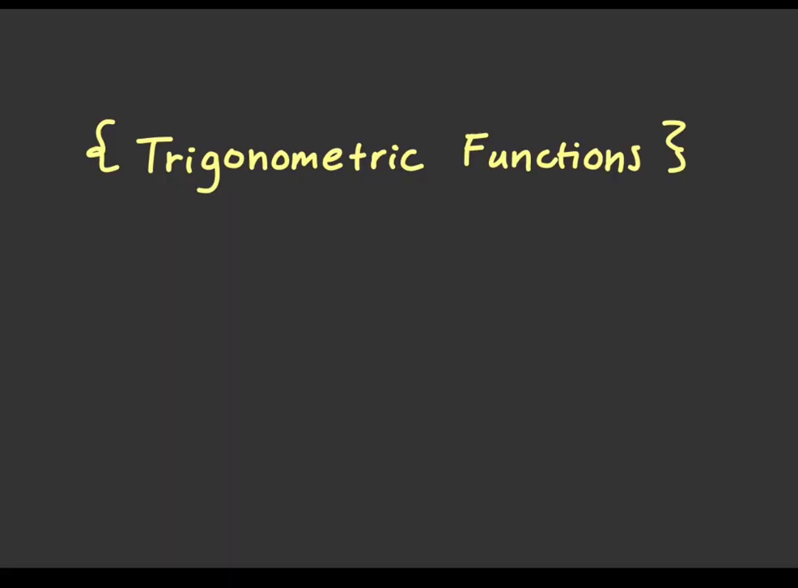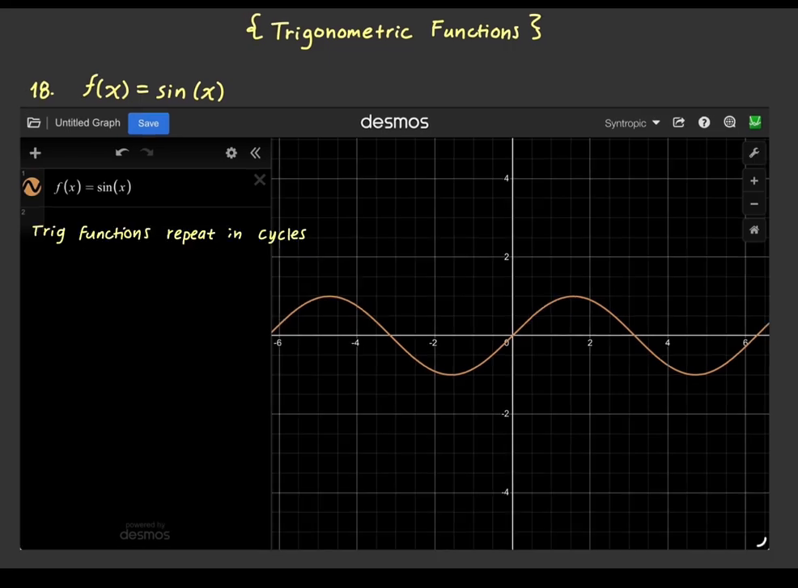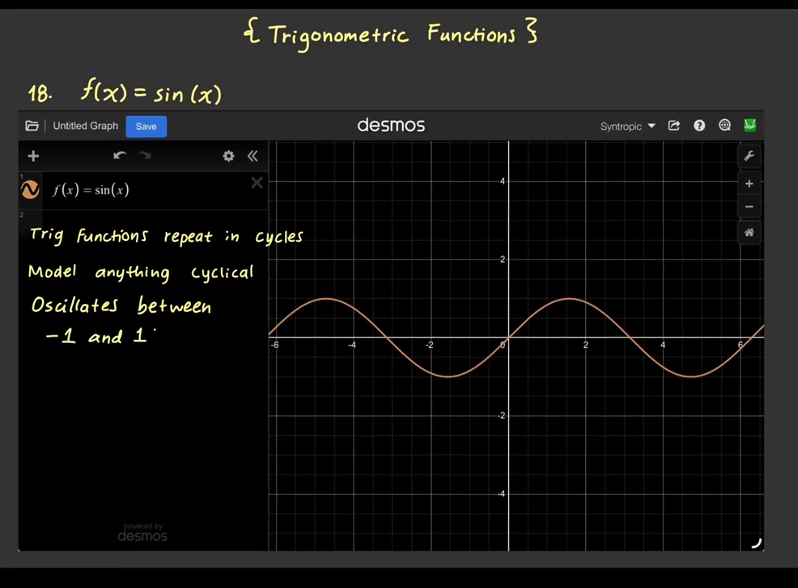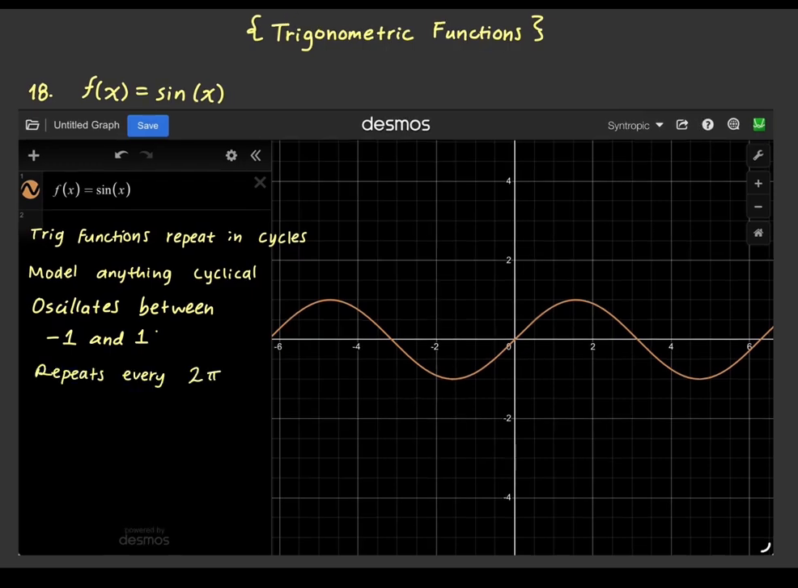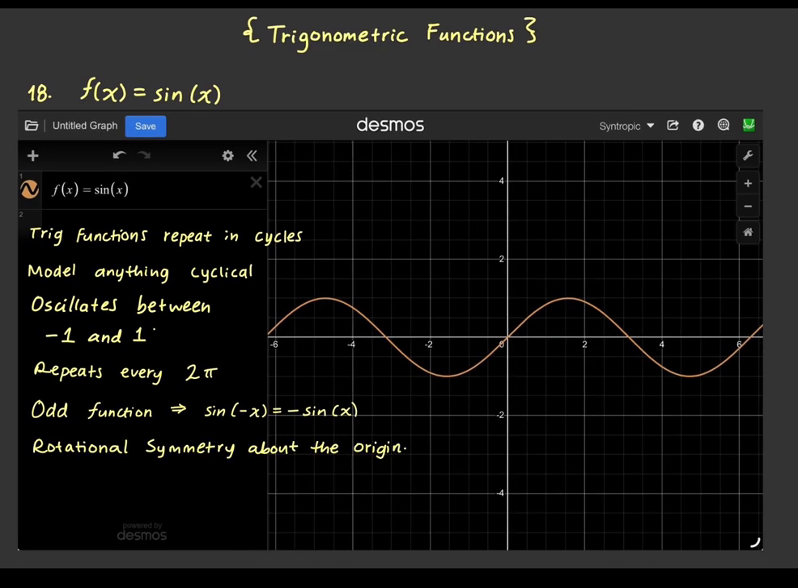Moving on to trigonometric functions, starting off with a sine function. Trig functions repeat in cycles. They model anything that is cyclical, like light, sound, seasons, and circular motion. This wave oscillates between -1 and 1 and repeats every 2 pi. This is an odd function since sine of negative x equals negative sine of x, and this also has rotational symmetry about the origin.